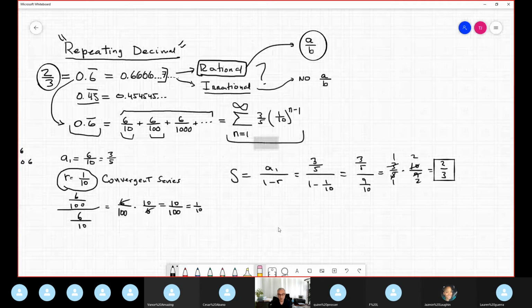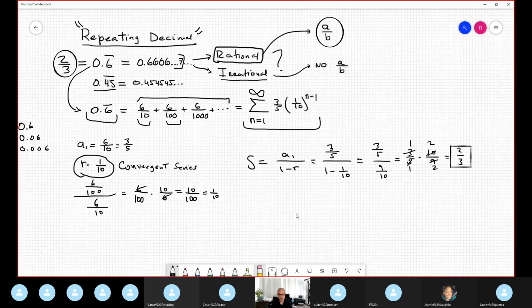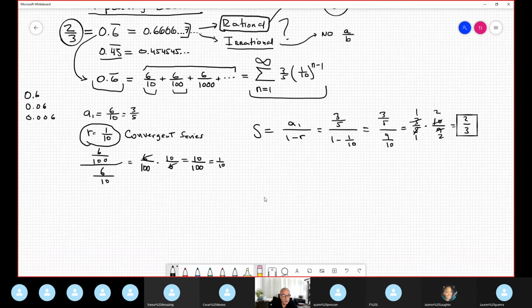This is no secret, I discovered nothing. But it is a way to open the door to analyze more complicated cases. Suppose I want to analyze 0.45 repeated, 0.454545. Wow. I repeat the question: is that number rational or irrational?